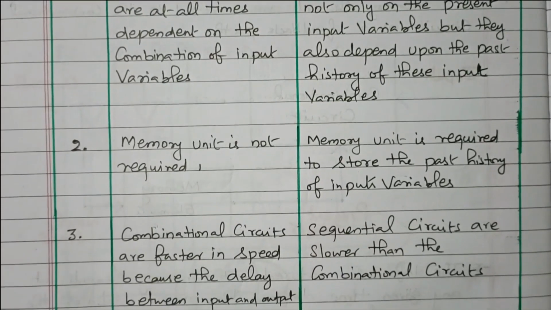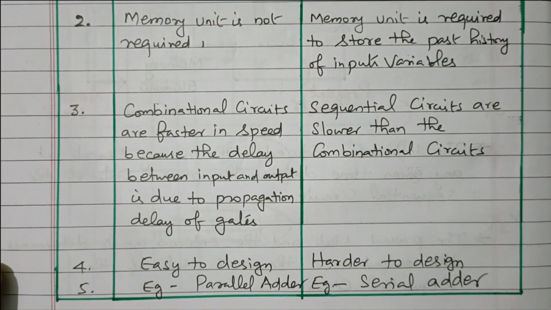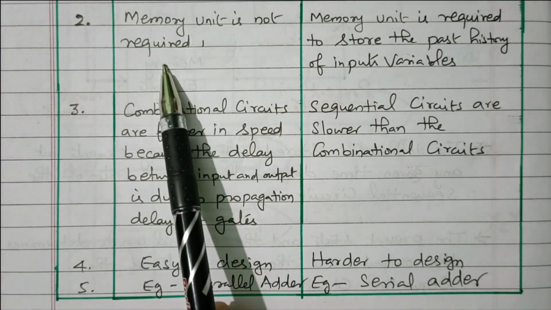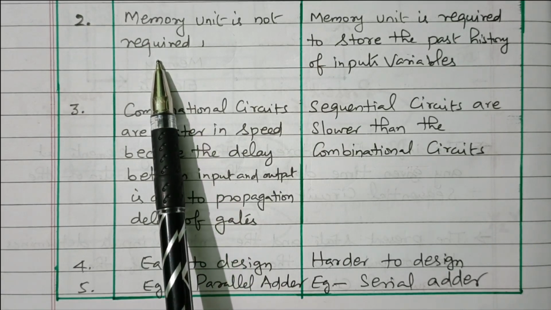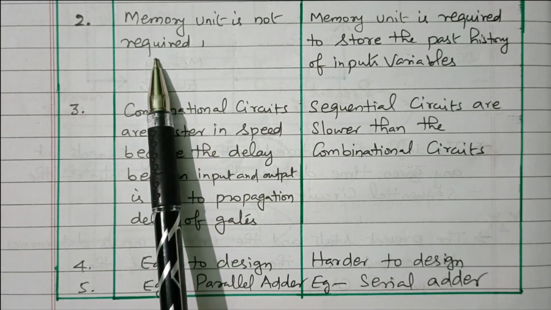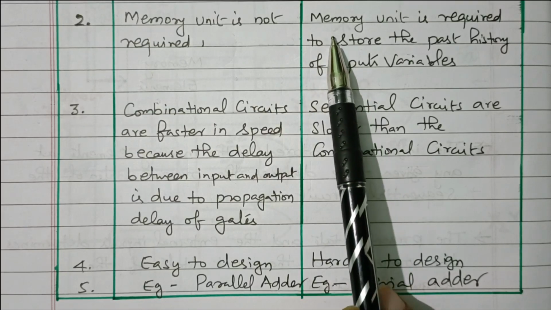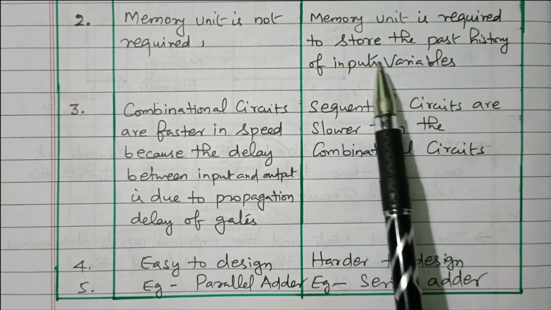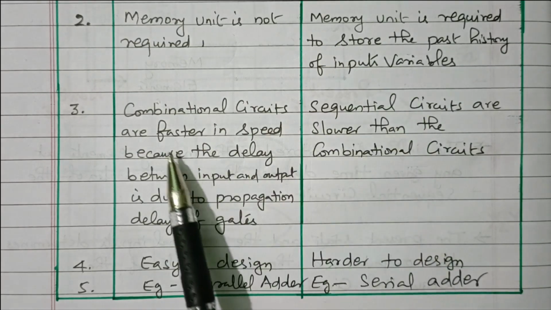Then you see the remaining comparisons. Memory unit is not required. Here we are not using any memory in the combinational circuit. It's just a combination of logic gates that will produce the output based on the input. But here we are using memory. Memory unit is required to store the past history of input variables. 1 bit of data is stored in the sequential circuit.